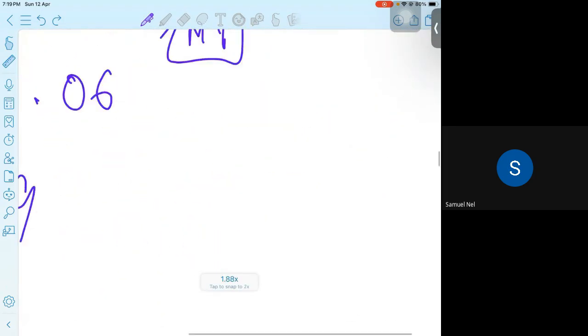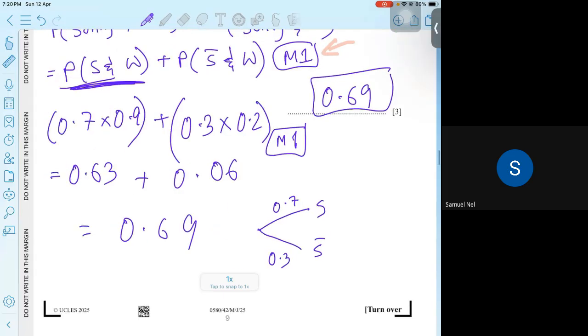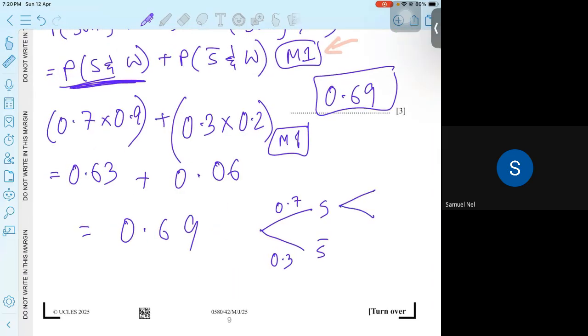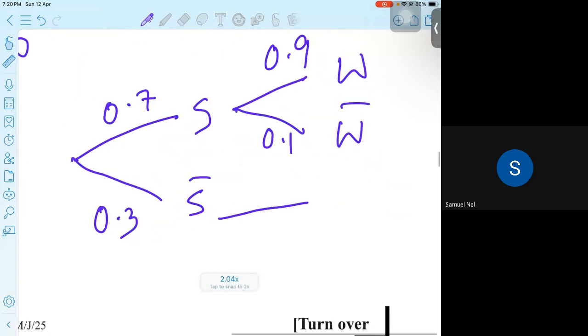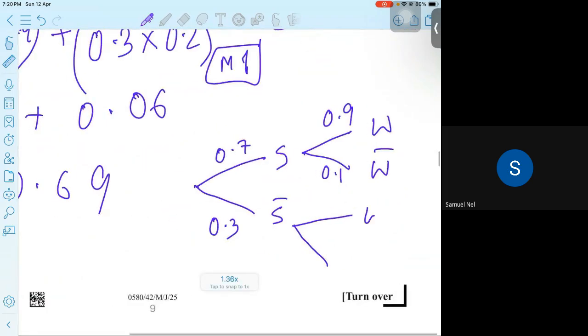So if this is sunny and this is not sunny, the probability of it being sunny is 0.7. The probability of this being not sunny is 0.3, right? Similarly, this next part is the walk. If it's sunny and walk, this is 0.9. Not walk is 0.1. And if it's not sunny, then the probability was 0.2. So walk is 0.2 and not walk is 0.8, right?